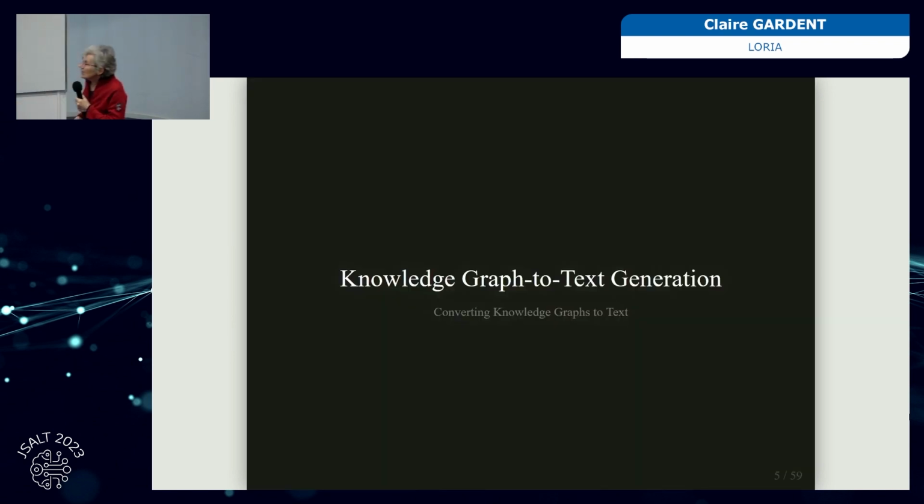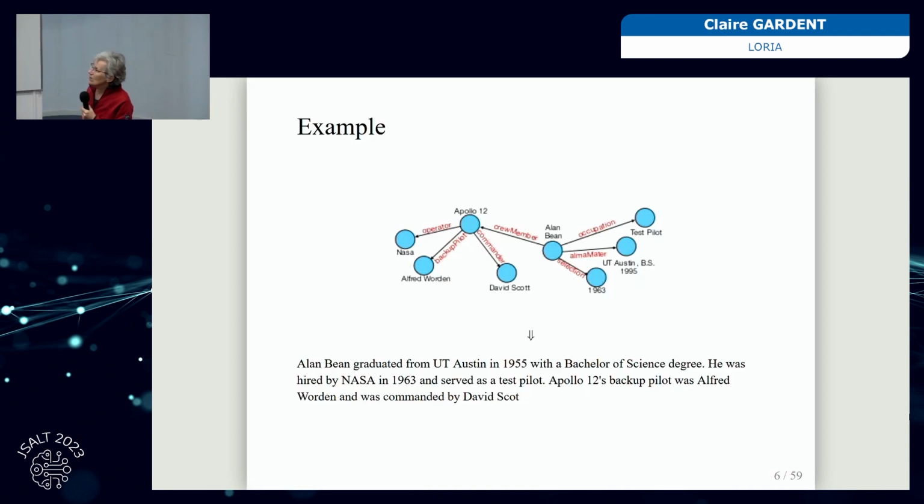Okay, so the first task is knowledge graph to text generation. As I said, the task is to convert a knowledge graph into a text that verbalizes the content of that graph. Here you have an example. Typically we are looking at RDF knowledge graphs, where a graph is a set of RDF triples, or binary relations between entities. The nodes in the graph are the entities, and the edges in the graph are the relations between the entities.